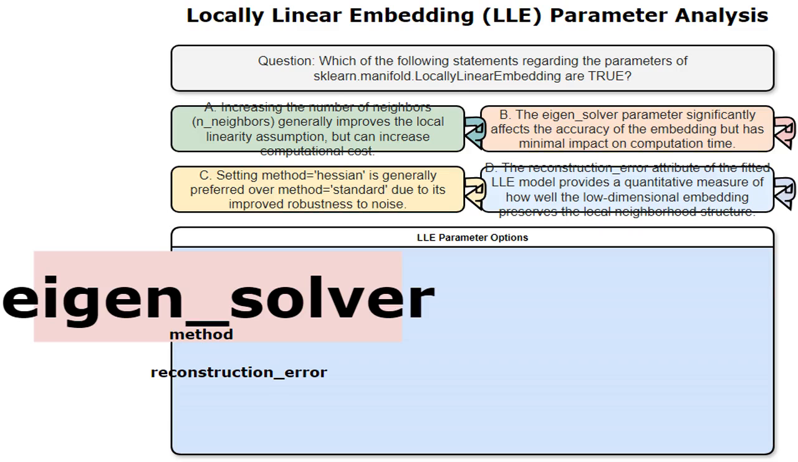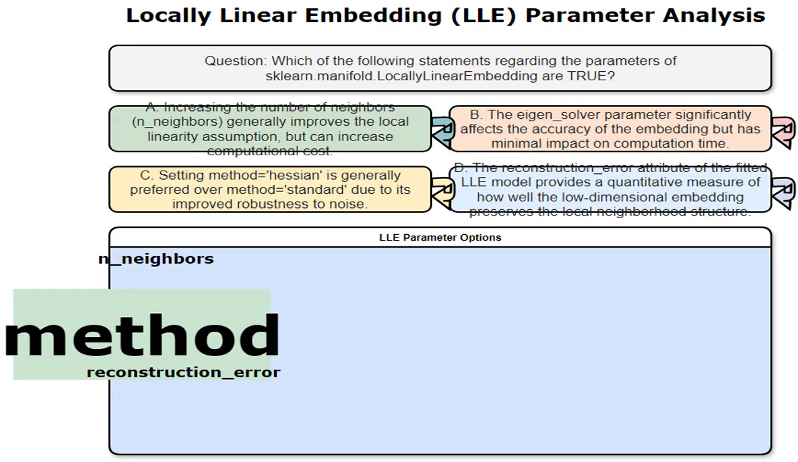This parameter lets you pick the method used to solve the eigenvalue problem, which is a crucial step in LLE. The choice affects both the accuracy and speed. Different solvers have different computational complexities, and some might give you better results than others, depending on your data. You get to choose between two methods, standard and Hessian. The standard method is usually faster. The Hessian method might give better results with noisy data, but it's not always better.